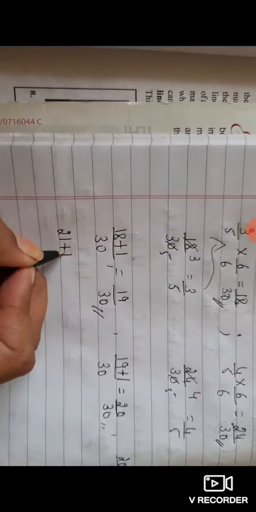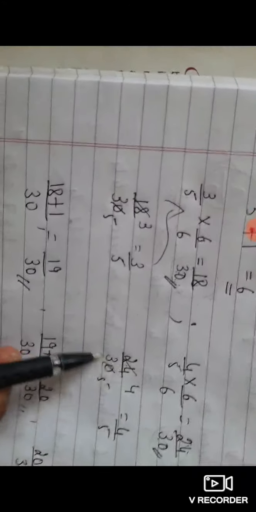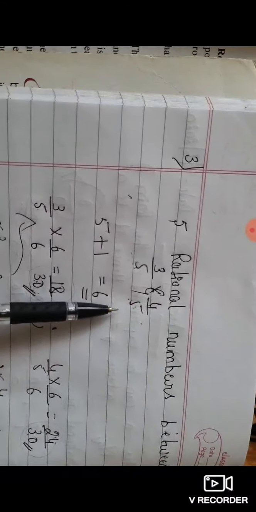We need to find 5 rational numbers, so we are not yet done. We have only found 3 terms. So next, we got 21 by 30. Next, continue. 21 plus 1 by 30 is 22 by 30. 22 plus 1 by 30 is 23 by 30. I cannot write the next number, 24 by 30. I should wind up here. Why? 24 by 30, if I simplify, I get 4 by 5, which is the given number here. So we have found 5 terms.